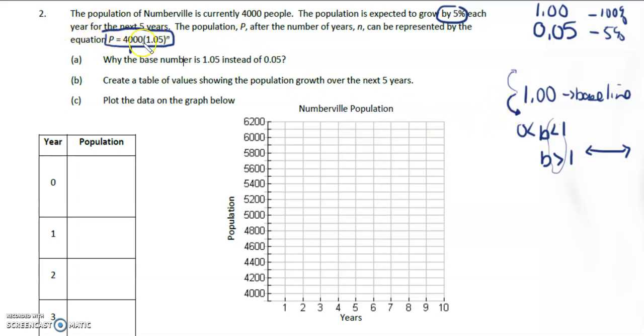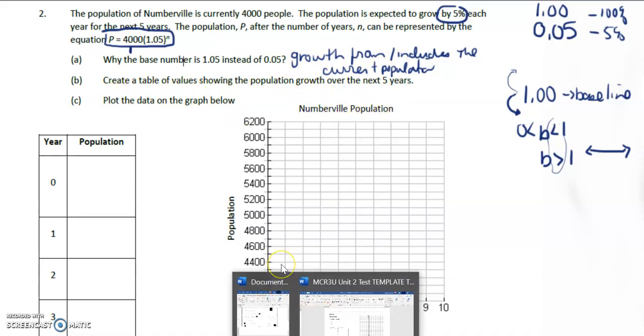Okay? So each year for the next 5 years, the population P after the number of years n can be represented by this equation. So why is the base number 1.05 instead of 0.05? Because it's a growth from, and it includes the current population. Okay. Create a table of values showing the population growth over the next 5 years.